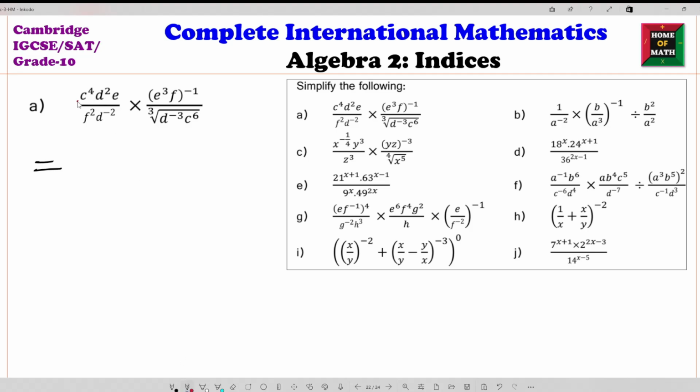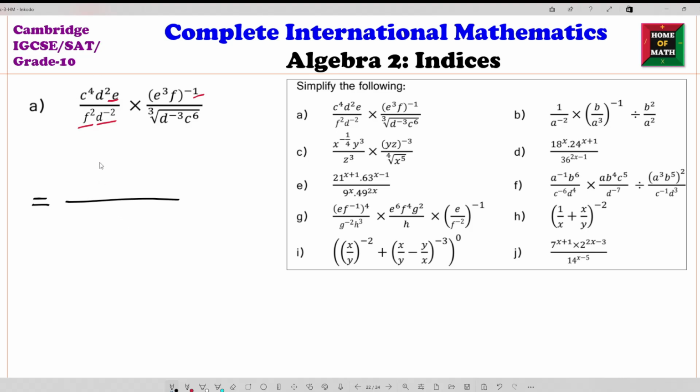Here is c to the power 4 d square e divided by f square d to the power minus 2, times another fraction, e to the power 3 f to the power minus 1 divided by the cubic root of d to the power minus 3 c to the power 6. So this one now we simplify. Carefully think, our target is that we will not keep any negative power, right?